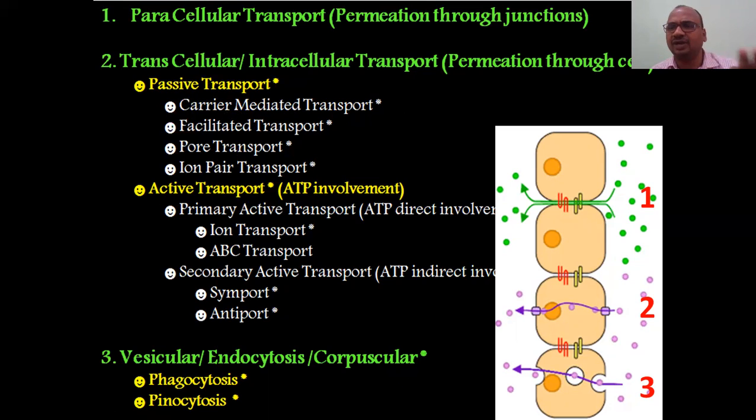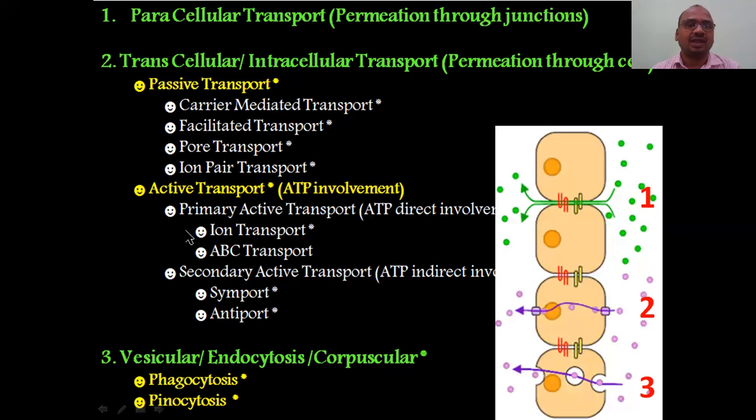Okay. In this slide only, most of the concept is there. So ATP involved is there. Active transport, ATP. You can remember matching A. And if ATP involvement is direct, then you can say it is a primary active transport. And if ATP is indirectly involved, then you can say it is a secondary active transport. Okay. ATP involvement is a must. Here direct involvement, here indirect involvement.